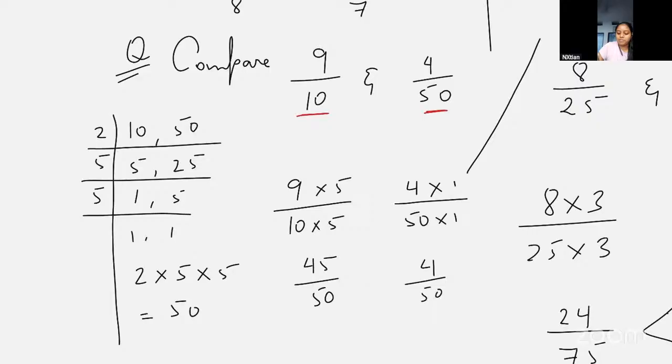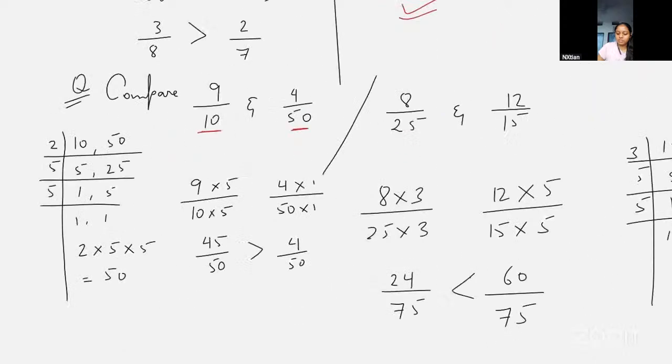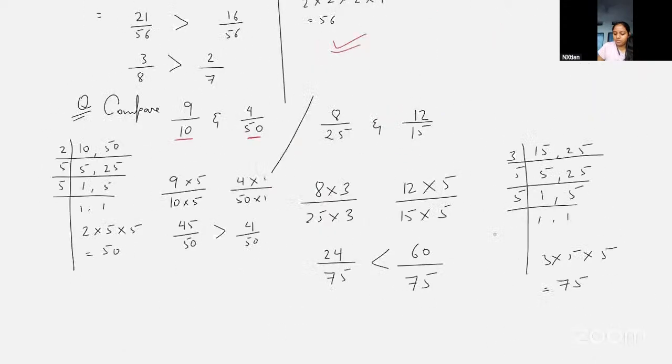Now we will compare 45 upon 50 and 4 upon 50. 45 is bigger or 4? 45 is bigger, so 45 upon 50 is greater. Now did you understand, Abhija? Yes. Okay, so this is how you compare using LCM.